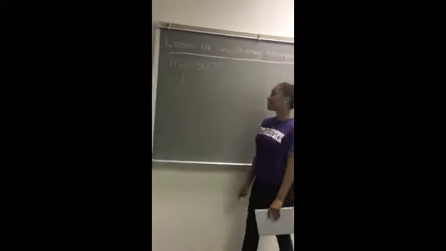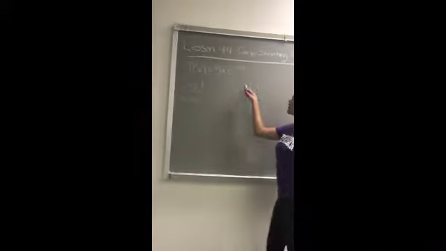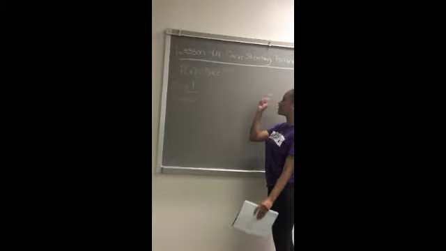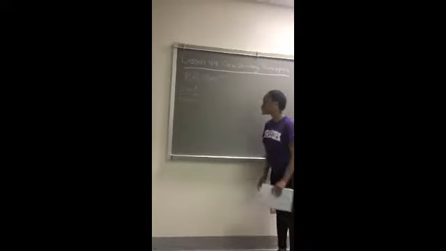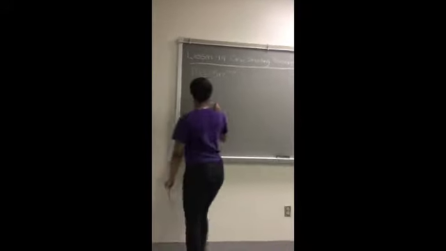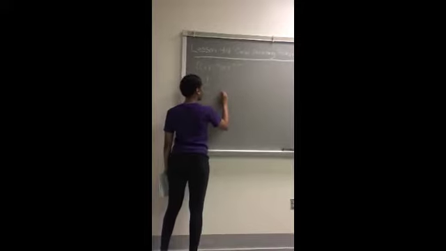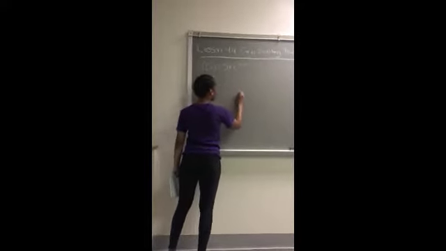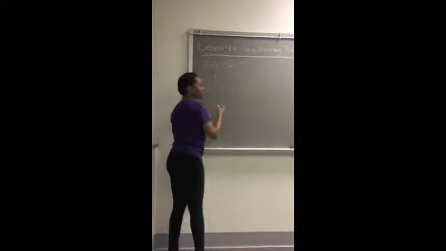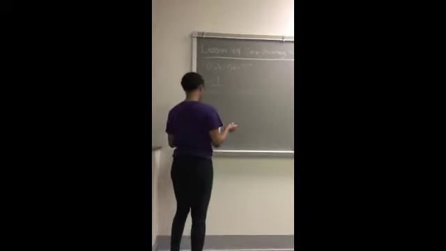Okay, so the problem that we're gonna do today is f of x equals 5x times natural log of e to the negative 0.2x. Okay, so the domain is negative infinity to positive infinity. This also means that we don't have a vertical asymptote.